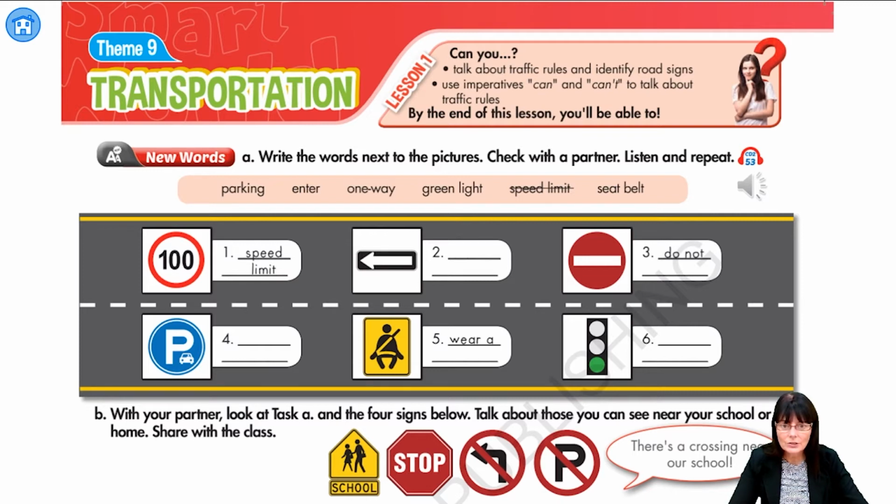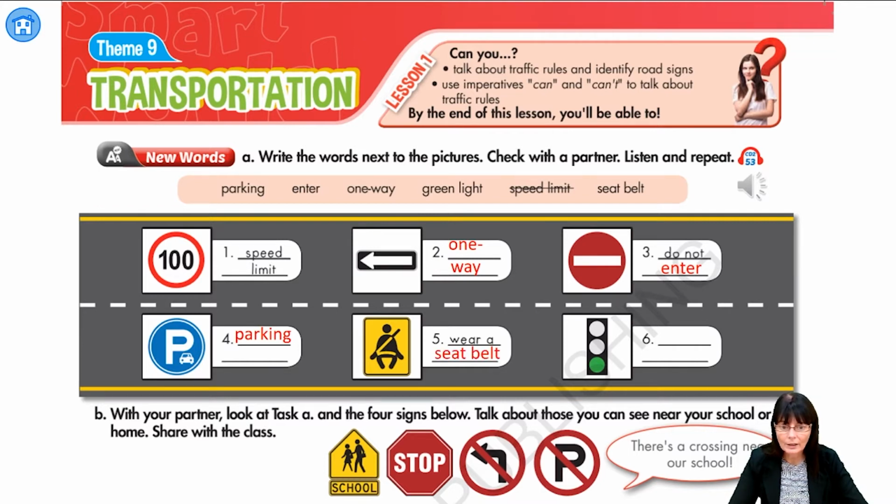All you need to do now is just write the words next to the pictures, but for the moment we'll just go through and check the answers. Number 1, we use that sign for speed limit. Number 2, one way. It means you can only travel one way down the street. And number 3, do not enter. If you see that sign, you cannot enter that area.